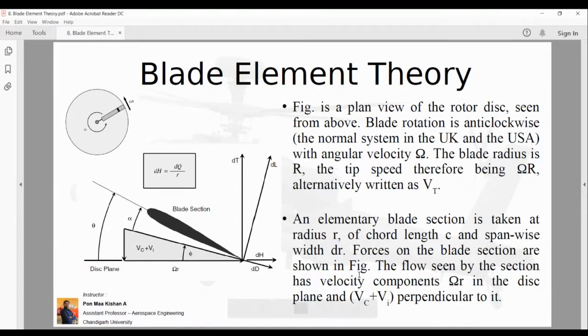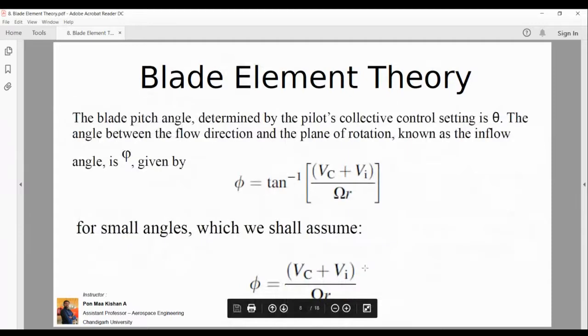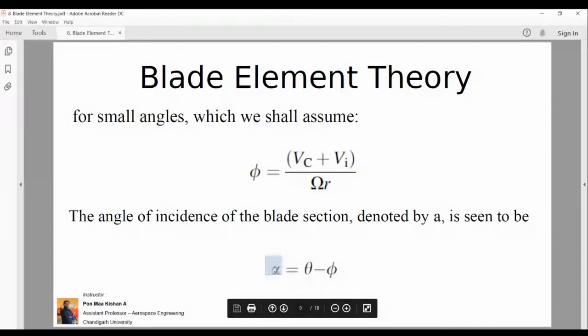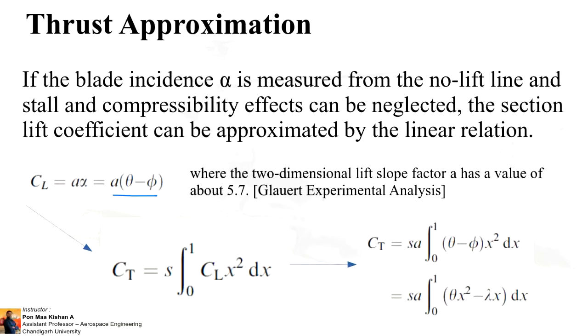Which we have seen in the derivation part of blade element theory also. So alpha is equal to theta minus phi. Now we have derived that CL is directly proportional to alpha, so there is a proportionality constant, which is the slope of the curve between CL and alpha. Coming back to the slides, instead of alpha we are replacing theta minus phi.